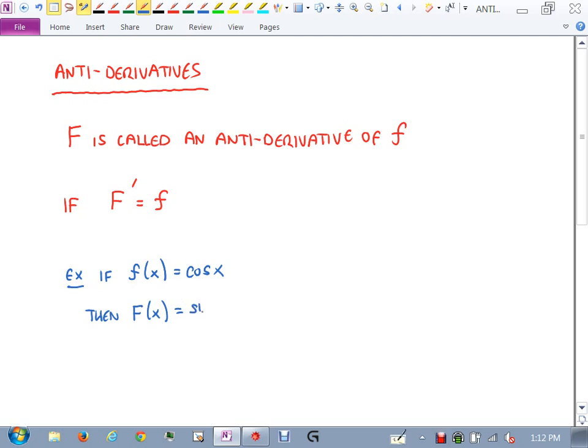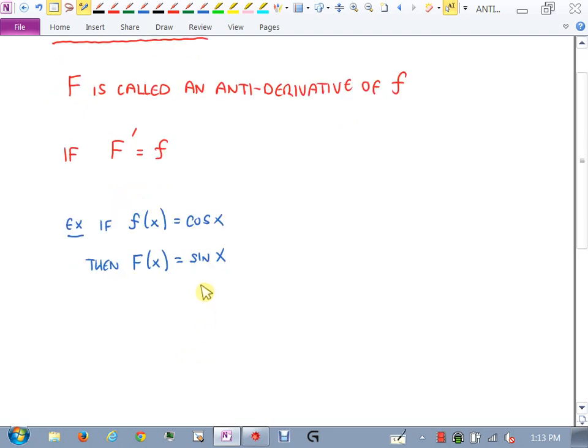Is this the only one? Sine x plus 1, sine x minus 2, sine x plus c. How about that? This is an antiderivative, isn't it? That's why it says capital F is called an antiderivative of f as long as the derivative of it is f. And because there are infinitely many, what we have is what we call the general antiderivative. The general antiderivative is capital F plus c.